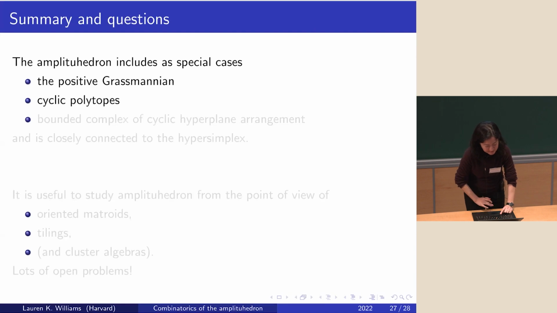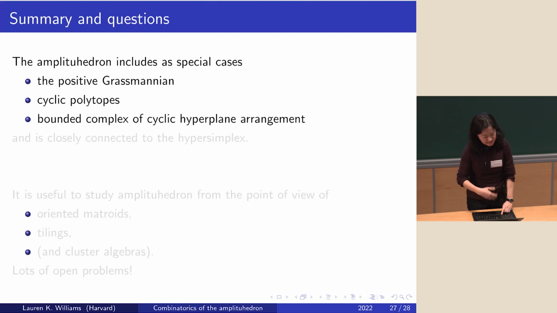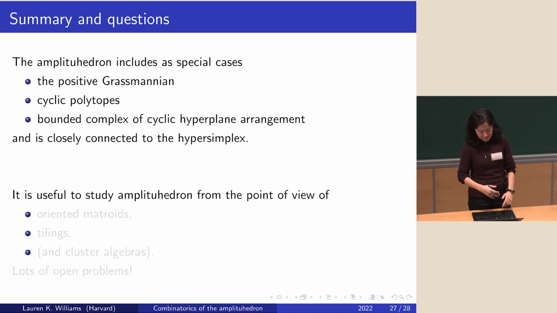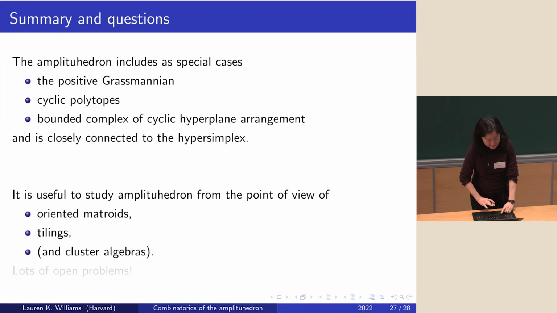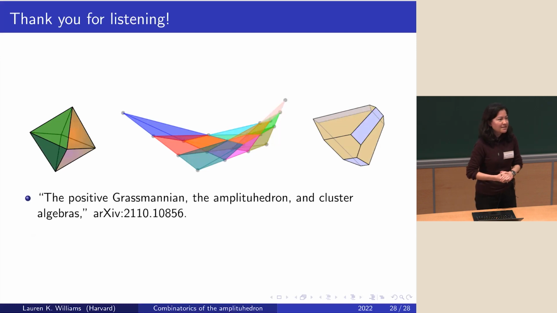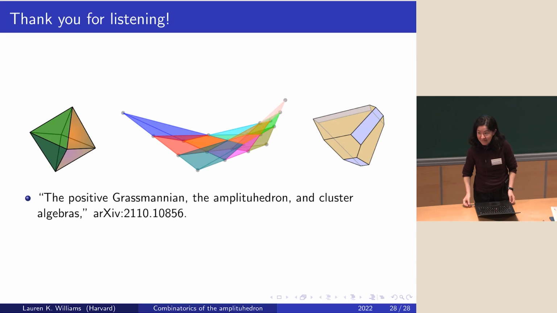Okay, so just to summarize, the amplituhedron includes as special cases the positive Grassmannian, cyclic polytopes, and nice hyperplane arrangements. It's closely connected to the hypersimplex, and it's useful to study the amplituhedron from the point of view of matroids and tilings. And I think I promised in my abstract something about cluster algebras, but I don't think I have time. And there's lots of open problems, so I'll stop there. And this is a survey article that I wrote about this topic. So thanks a lot.